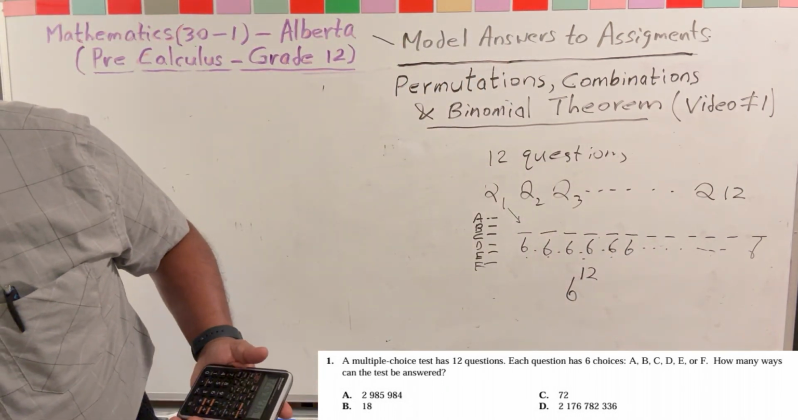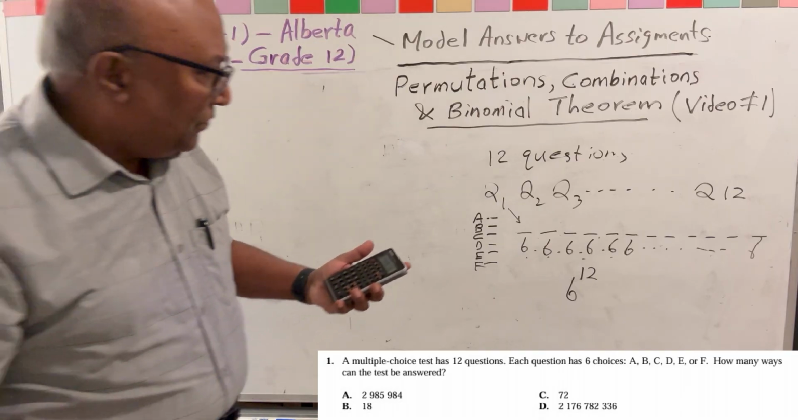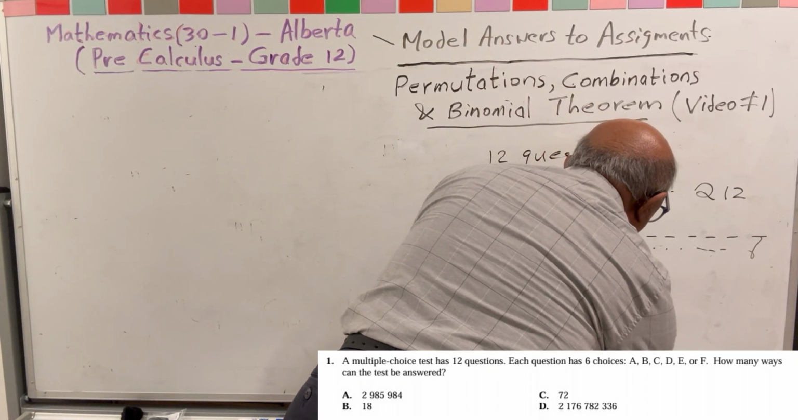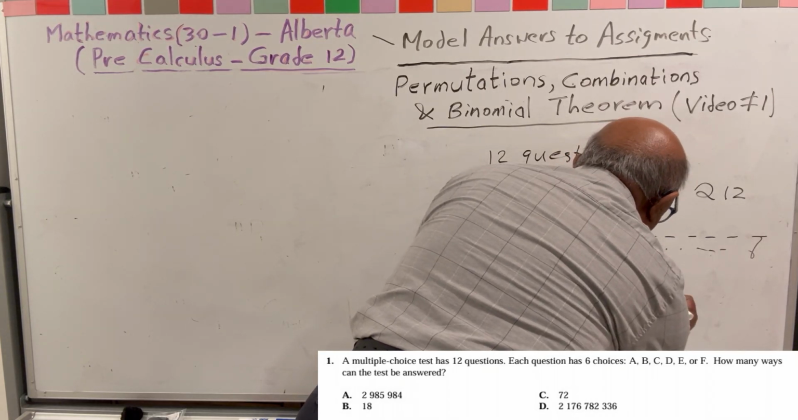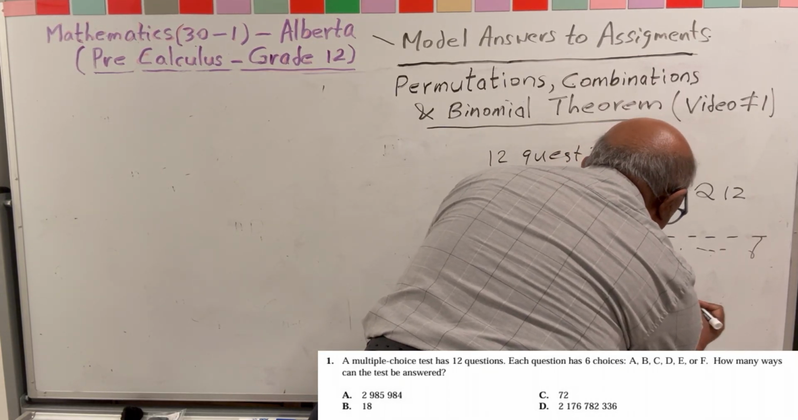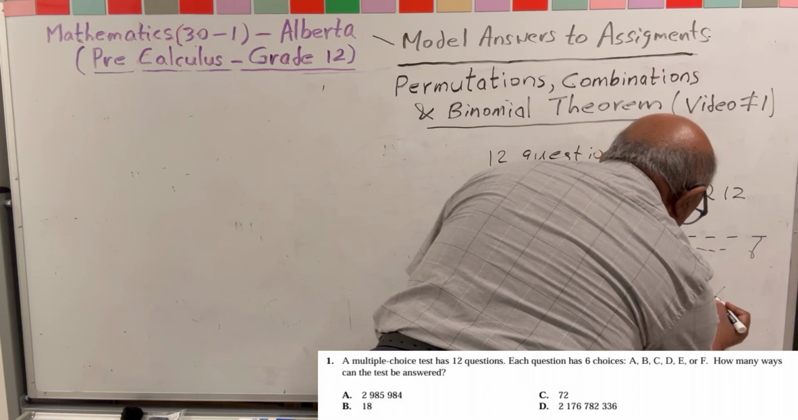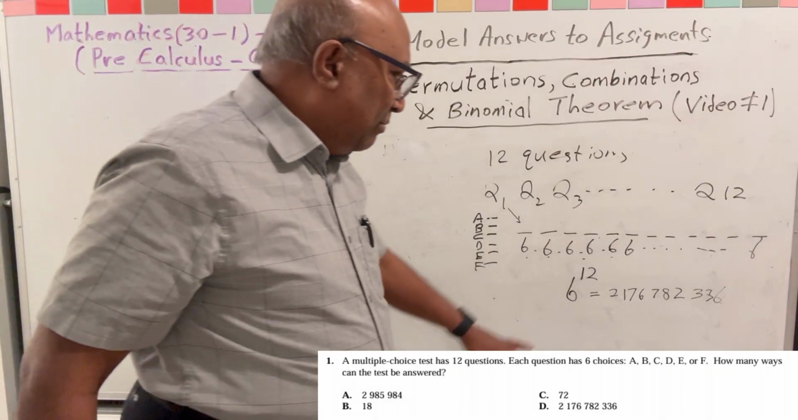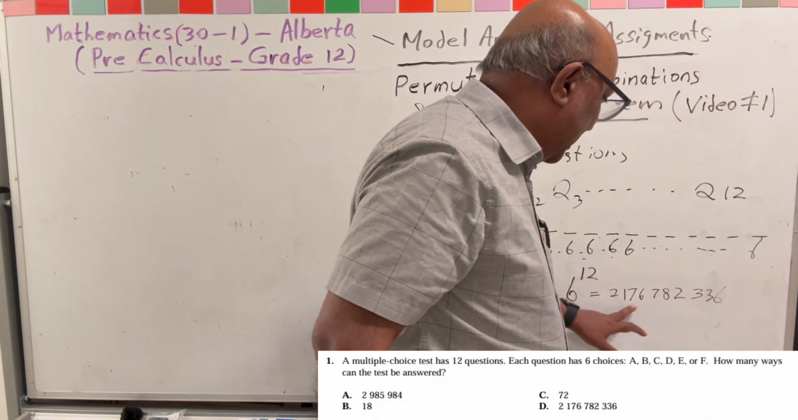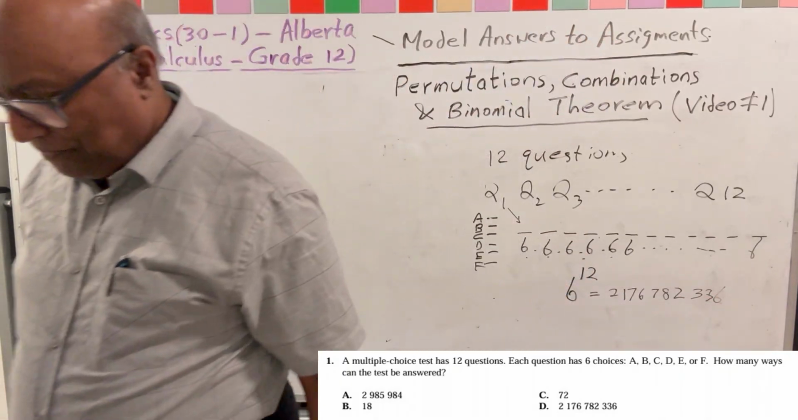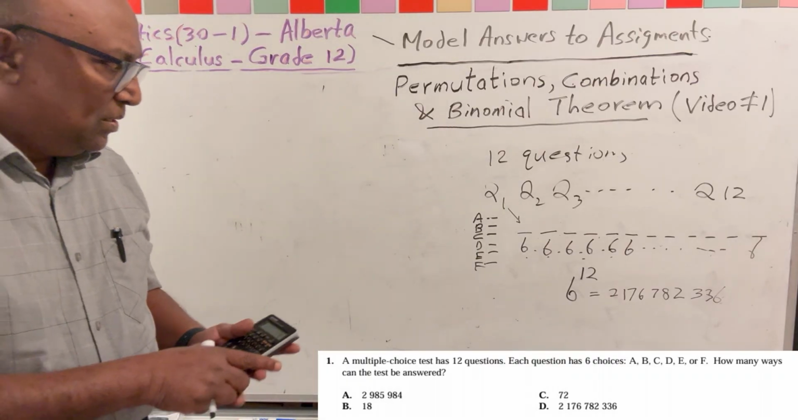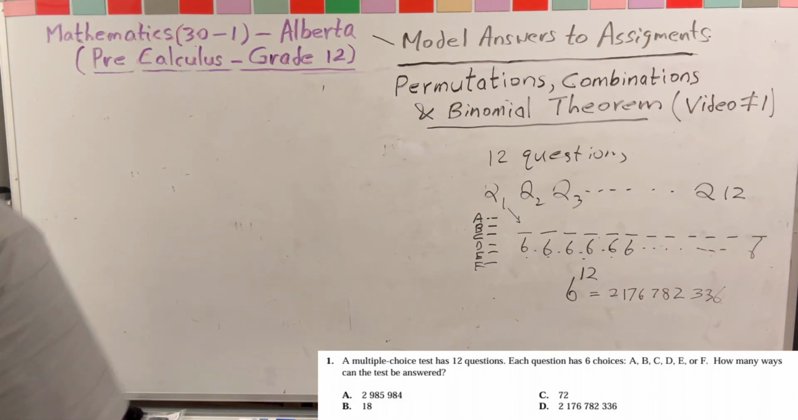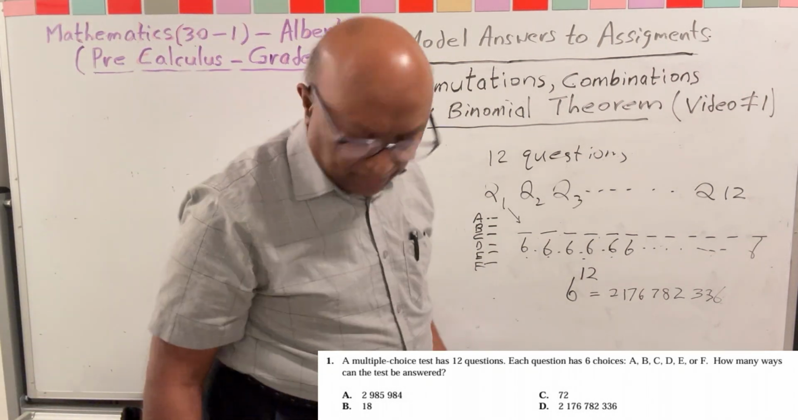The answer is option D. This is the answer: 2,176,782,336. That is actually, you know, 2 billion answers. Yes, this is the answer. The answer is D.